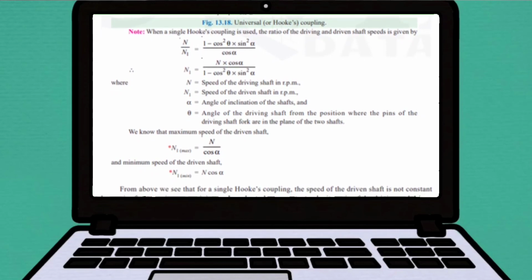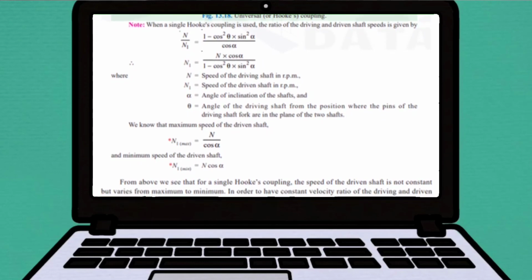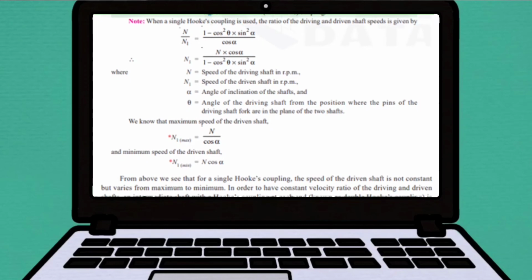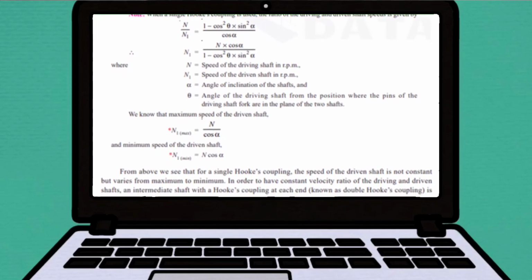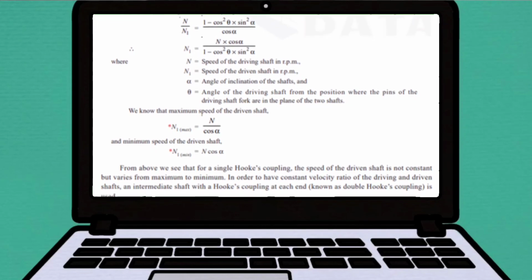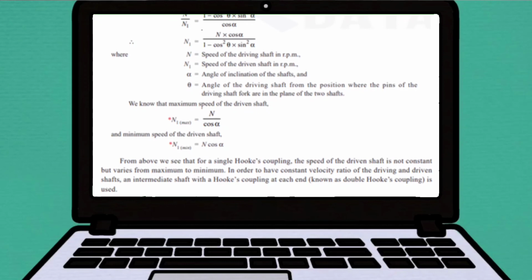From the above, we see that for a single Hooke's coupling, the speed of the driven shaft is not constant but varies from maximum to minimum. In order to have a constant velocity ratio of the driving and the driven shafts, an intermediate shaft with the Hooke's coupling at each end is used.